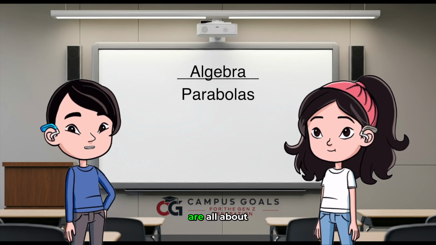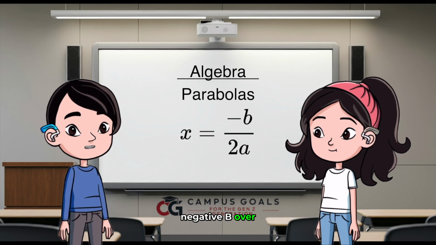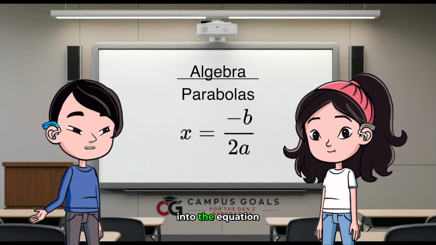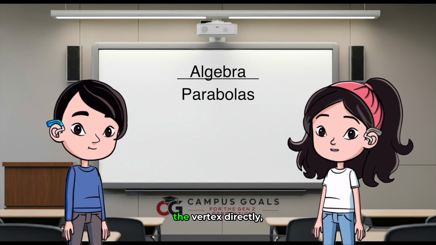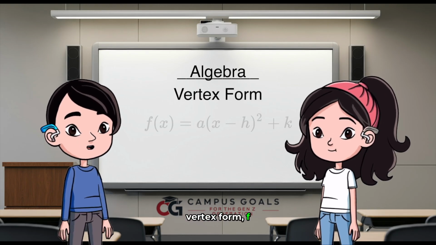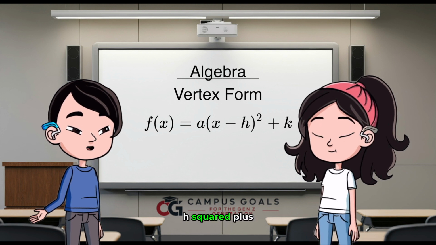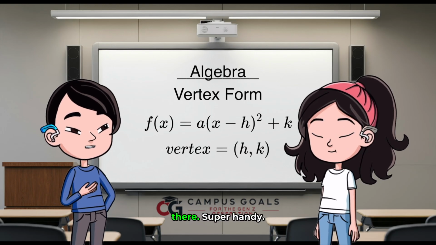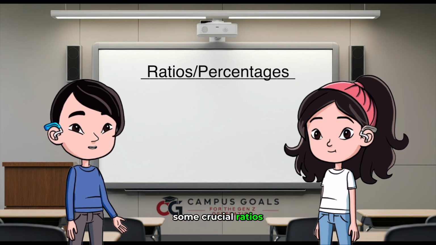Well, parabolas are all about the vertex. The x-coordinate of the vertex is negative b over 2a. Then get this, plug that x value back into the equation to get the y-coordinate. Oh, and the vertex form makes it easier to see the vertex directly, right? Exactly. The vertex form, f of x equals a times the quantity x minus h squared plus k, gives you the vertex, h comma k, right there. Super handy.